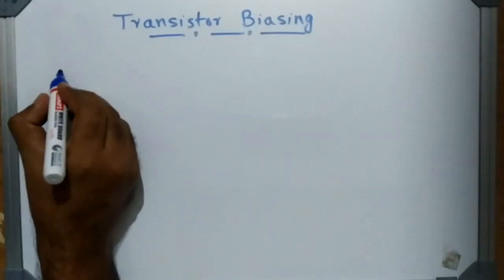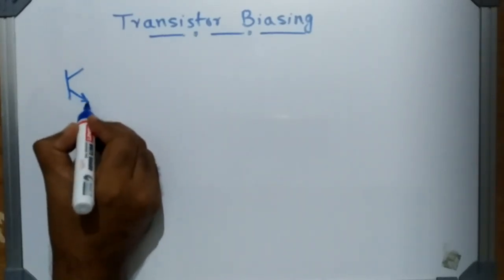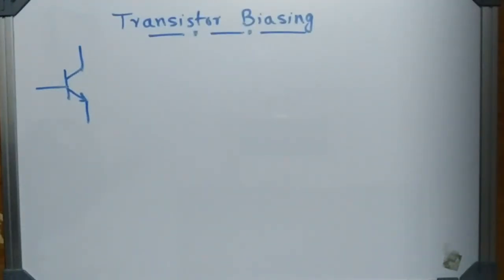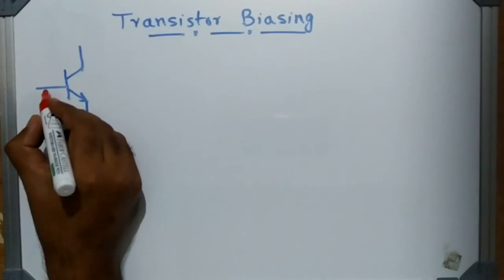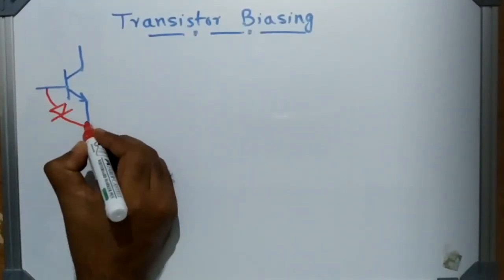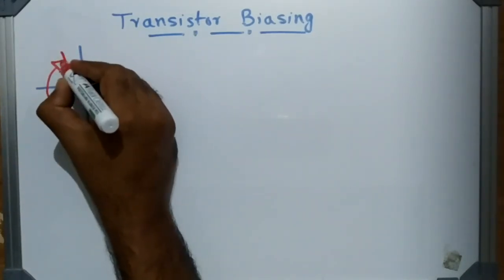Now, you take a transistor. That is an NPN transistor. There are two junctions in a transistor. One is the emitter base junction, this one. And the second one is called the collector base junction.